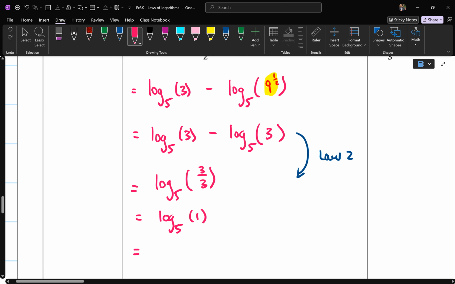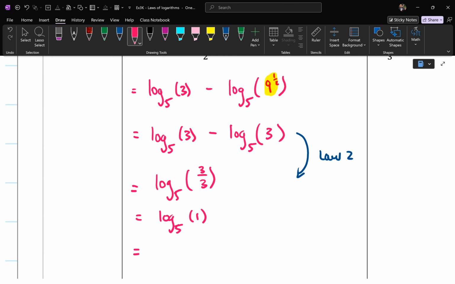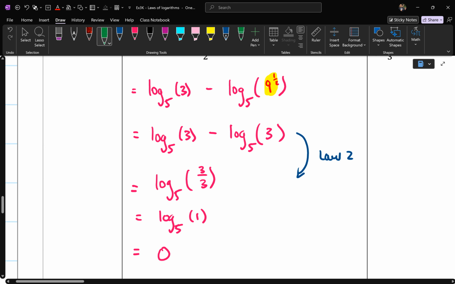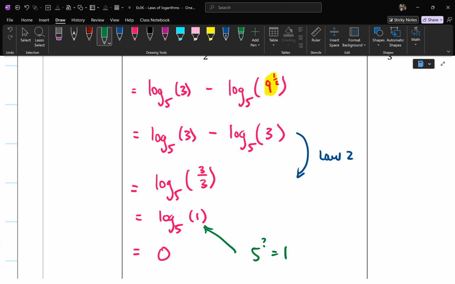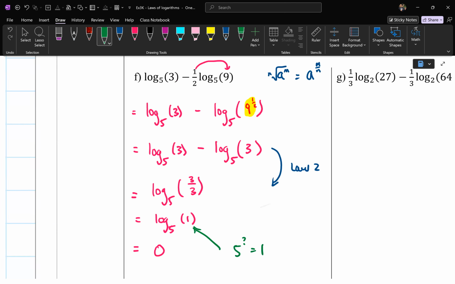So remember, interpret it. This is saying 5 to the power of something equals 1, and the answer is, Andrea, 0. Because if you interpret it, this line is just saying 5 to the power of what equals 1. We know the answer is 0. Otherwise, you can memorize law number 5. Okay, so 5a or 5b. But if you interpret it, you don't have to memorize it. Okay? Next one.